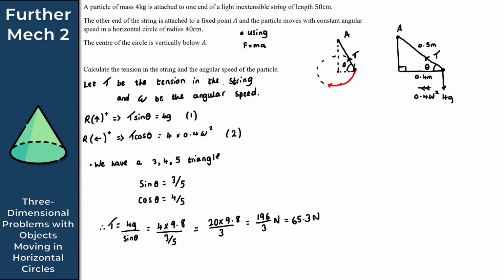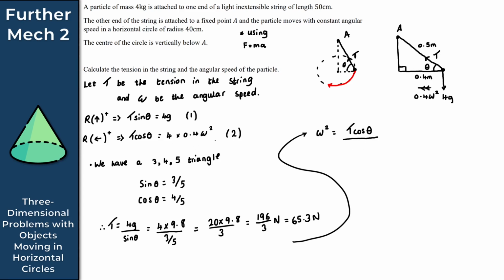But don't forget, we do also need the angular speed of the particle. So for the angular speed, we go back to equation 2. To finish, let's do that up here. What we need to do is rearrange and make omega squared the subject, and from there we can take the square root of both sides. So omega squared is equal to T cos theta, all over 4 times 0.4.